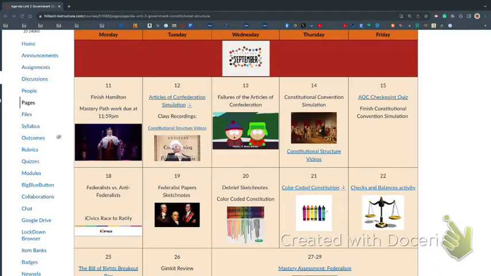So everybody go to Canvas. This is what our calendar looks like for this unit. Yesterday we finished up the mastery path, which talked about the 6 principles of the perfect government that Americans wanted to establish after the Revolutionary War.